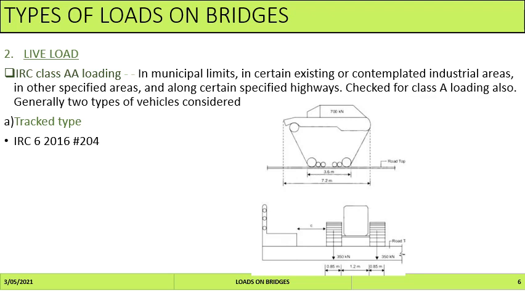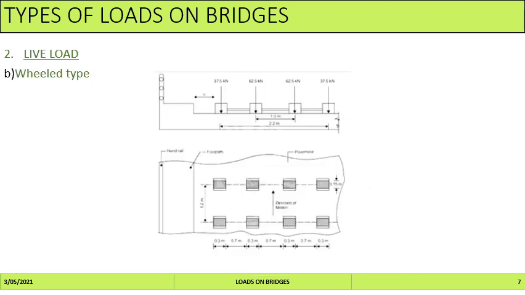Generally, 2 types of vehicles are considered in this loading: track type and wheel type. In track type, the wheels are connected in a track format, and in this code also IRC recommended the distance between the wheels, the loads coming on each wheel and the width of the wheels. Next one is wheel type. Here also we can see the different loads coming on the wheels and the spacing between the wheels.